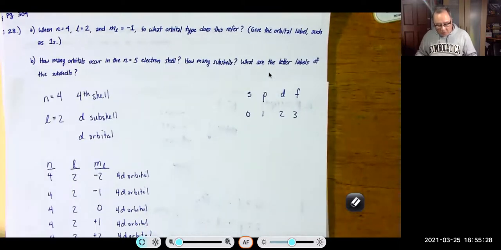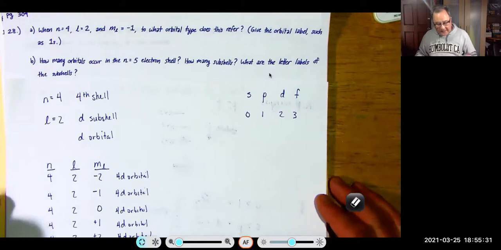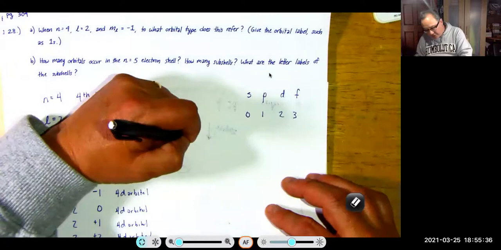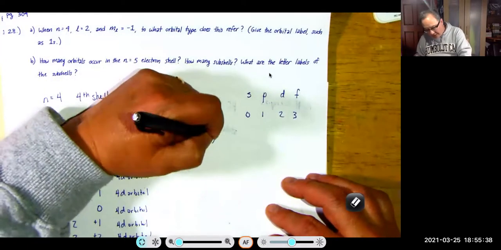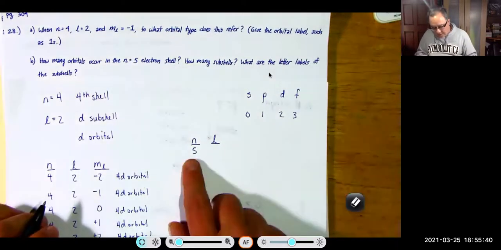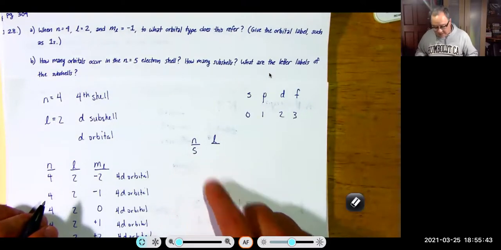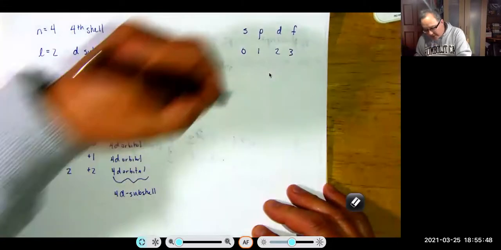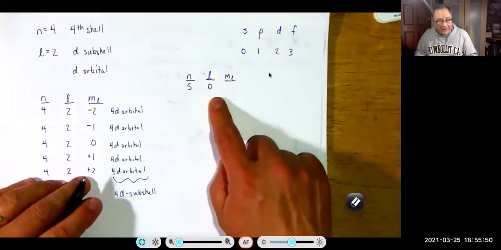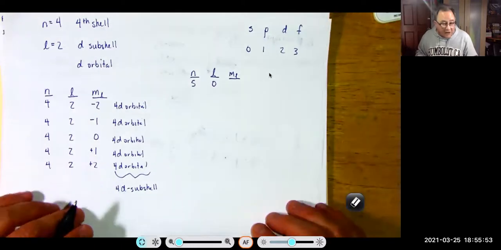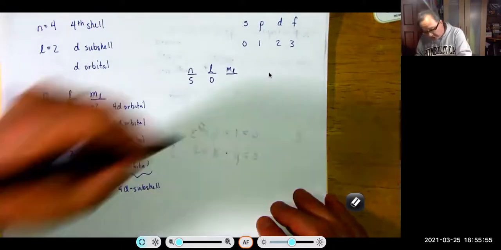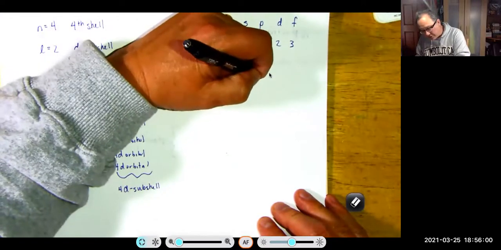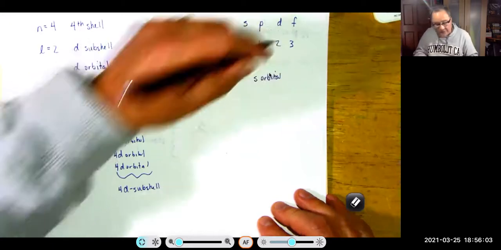Now, how many orbitals occur in the n equal 5 electron shell? So here we have to do n equal 5, and we have to do our L's. So can L be 0 for n equal 5? And the answer is yes. What is allowed for m sub L when L is equal to 0? Well, it can go from negative L all the way to positive L, so 0. So this is what you would call an s orbital because L is equal to 0.